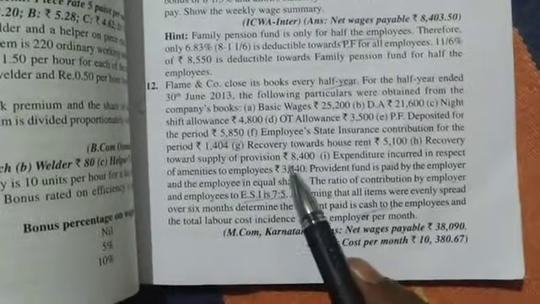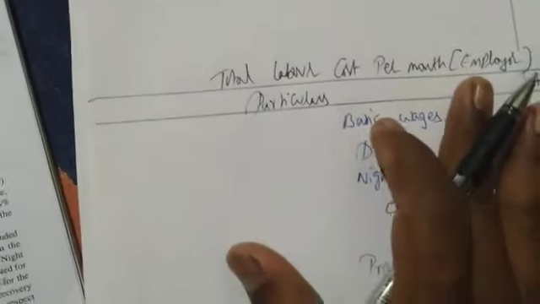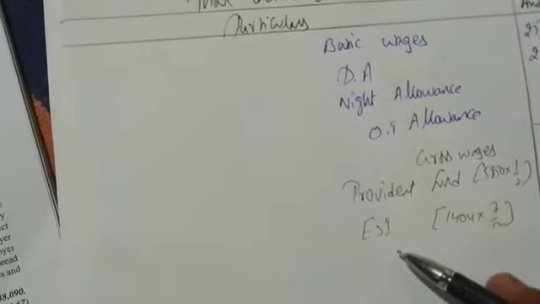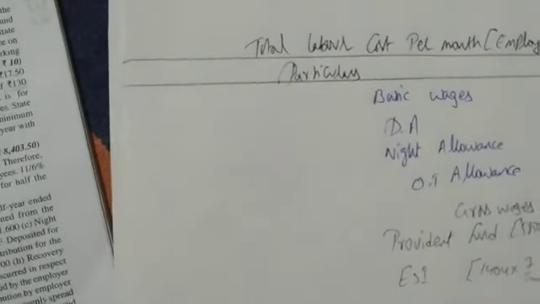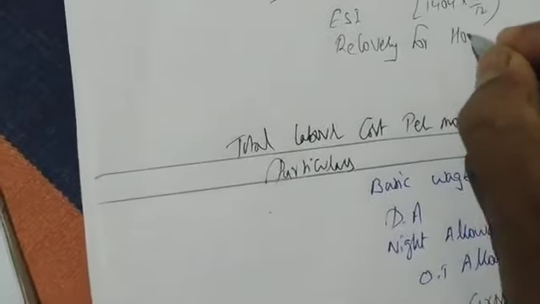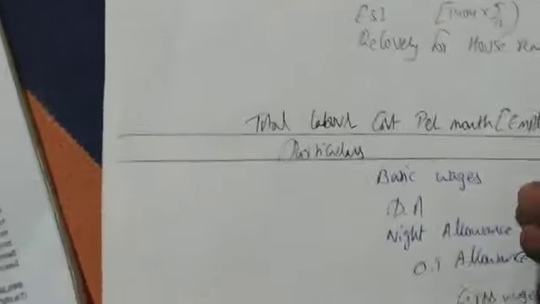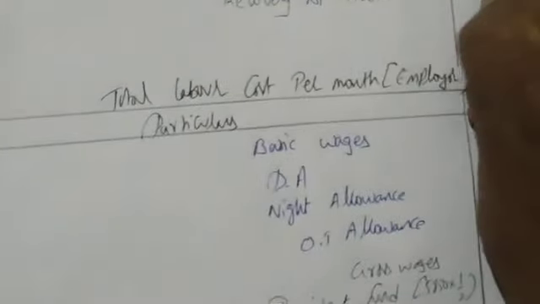Okay, next, after ESI, what do we have? Recovery towards house rent. Recovery means the employer is taking money from the employee. So this is not an expenditure to the employer. Recovery of house rent is not expenditure to the employer, but it has to be deducted from the employee. So we have to write under employee 5100.